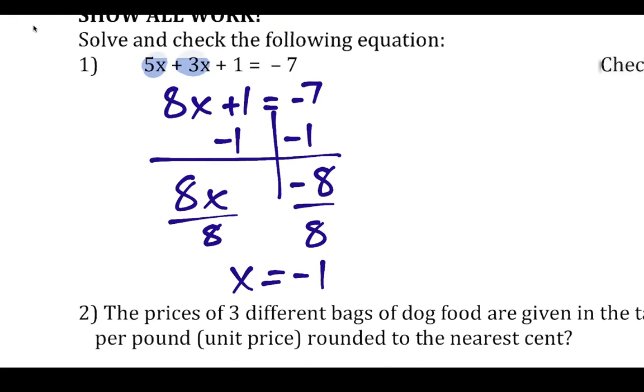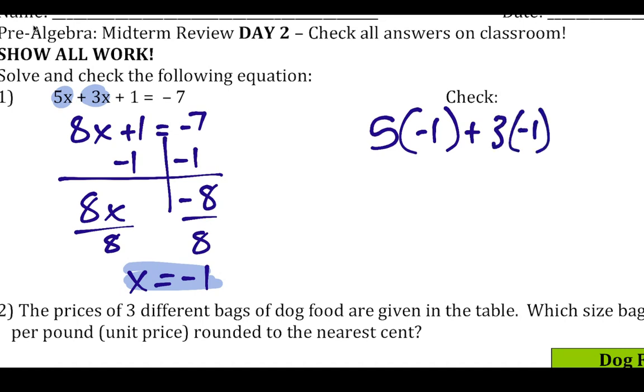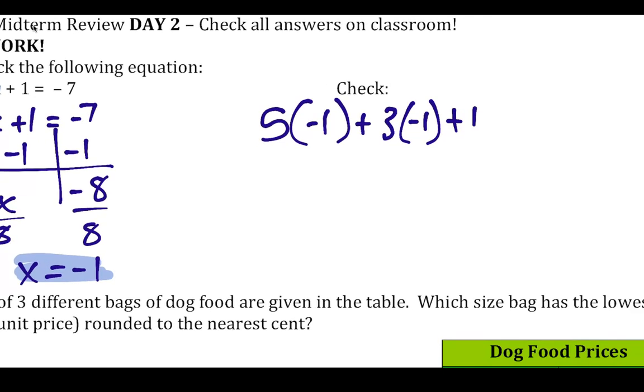A lot of people have questions, how do I do the check? So now that we know that x is equal to negative 1, I'm going to stick it in where the x is in the problem. So that is 5 times negative 1 plus 3 times negative 1 plus 1. We just want to make sure all that stuff on the left side is equal to negative 7 after I evaluate. So negative 5 plus negative 3 plus 1 is equal to negative 7.